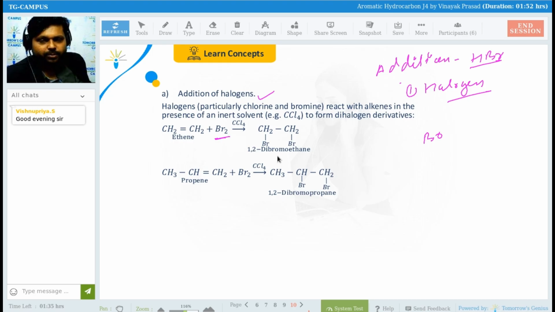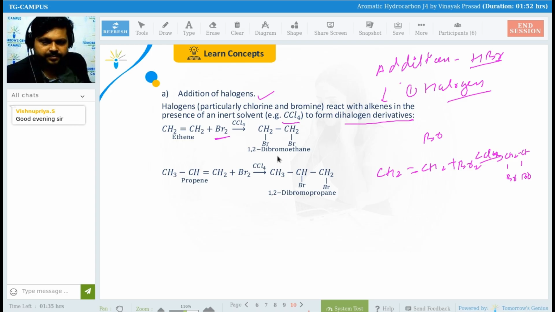Halogens, particularly chlorine and bromine, react with alkene in the presence of an inert solvent, that is CCl4, to form dihalogen derivatives. So this is CH2 double bond CH2 plus Br2 in the presence of CCl4, right? So we'll get CH2, CH2, and then Br.